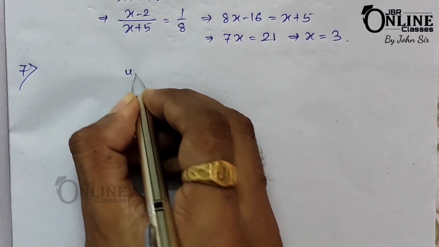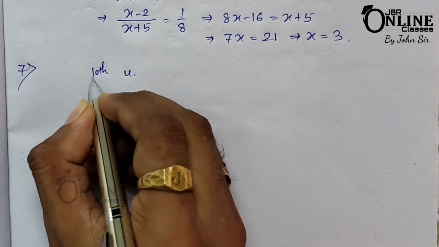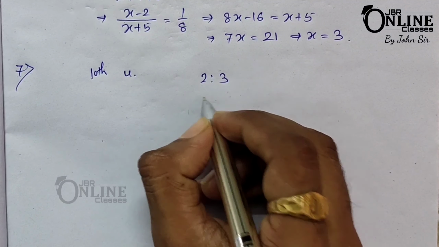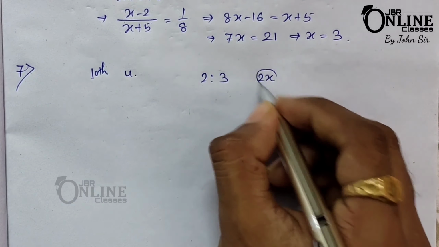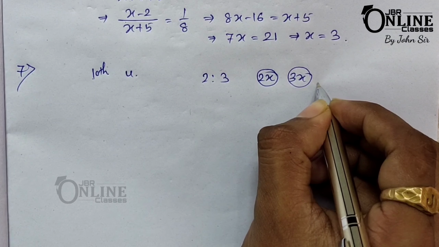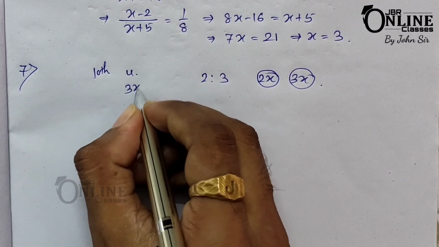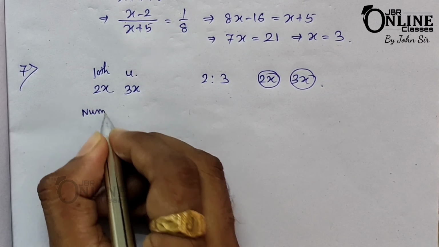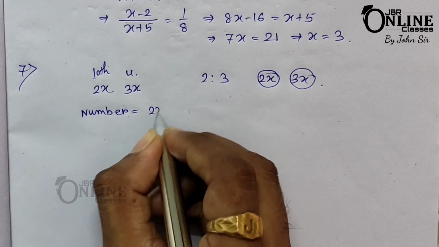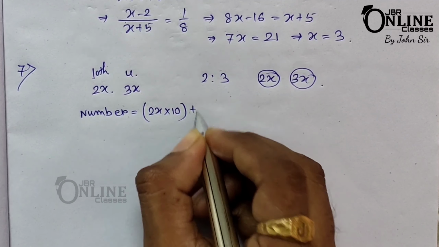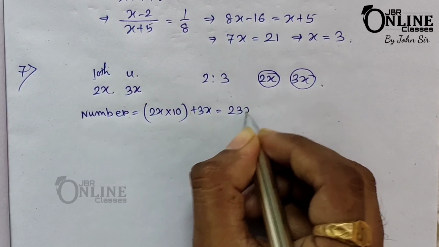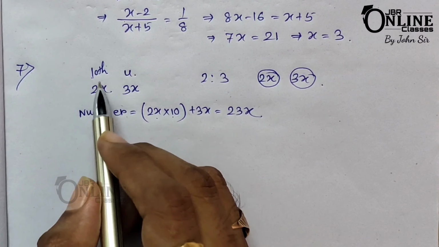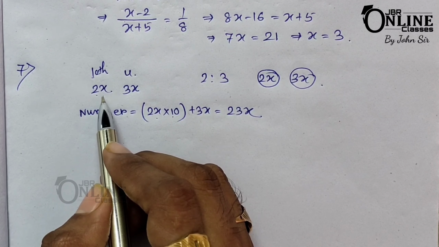Okay, so here the unit place, and here the 10th place. So 2:3, that means if x is the constant, then the first digit equal to 2x, and the second digit equal to 3x. So as 3x in the unit place and 2x in the 10th place, then the number will be 2x into 10 plus 3x, and that equal to 23x. Here I multiply 10 with 2x, because the 10th place will always be multiplied by 10.